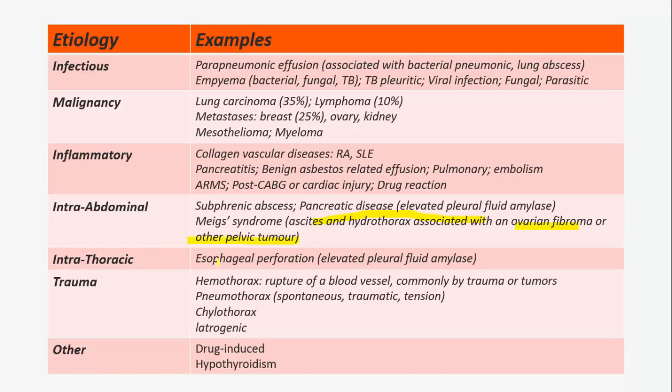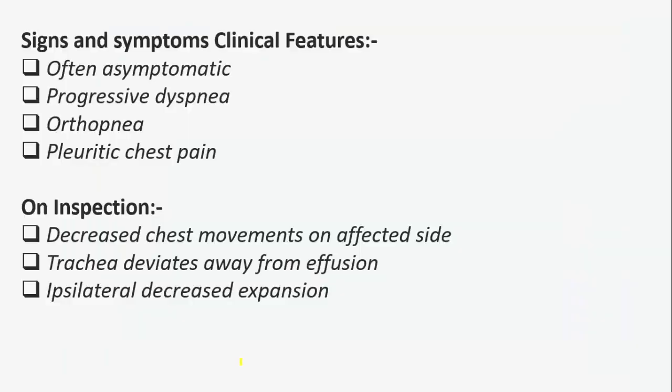Intrathoracic: esophageal perforation can lead to elevated pleural fluid amylase. Trauma: pneumothorax, rupture of a blood vessel, commonly by trauma or tumors, pneumothorax, spontaneous, traumatic, tension, chylothorax, iatrogenic, or there may be drug-induced causes or hypothyroidism.